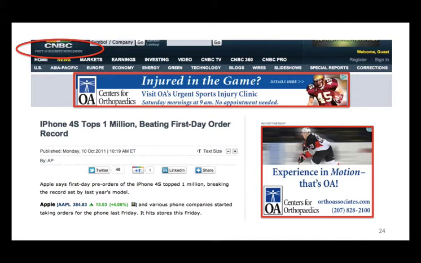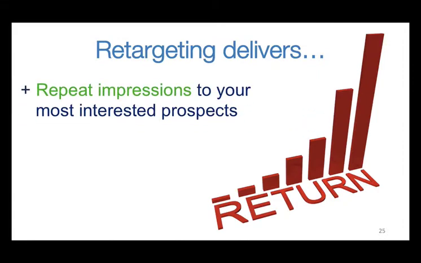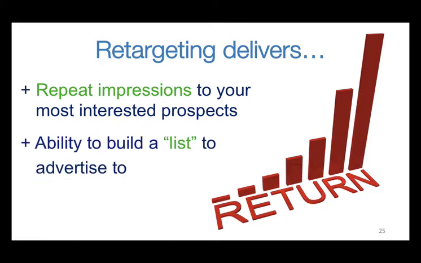Now, the amazing things about retargeting, really, really cool things. So one, you're getting repeat impressions to your most interested prospects, right? Again, somebody came and visited your site, they're interested. Now you're getting to hit them over and over again with increased impressions. Number two is you have this ability to build a list to advertise to. Now, what does that mean?